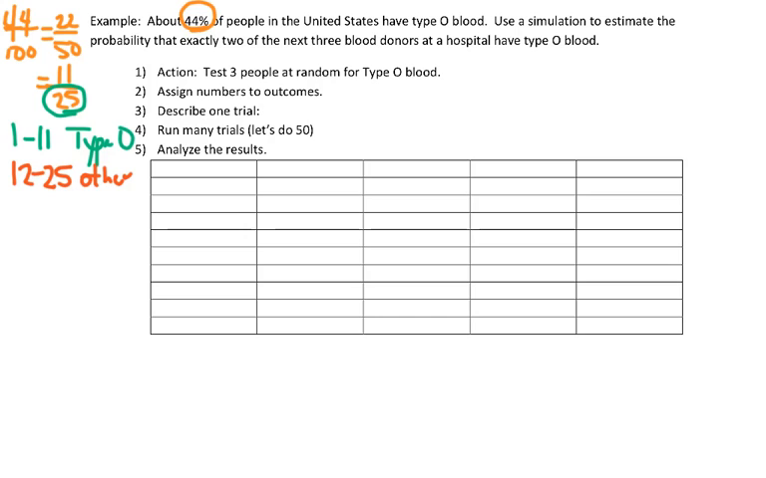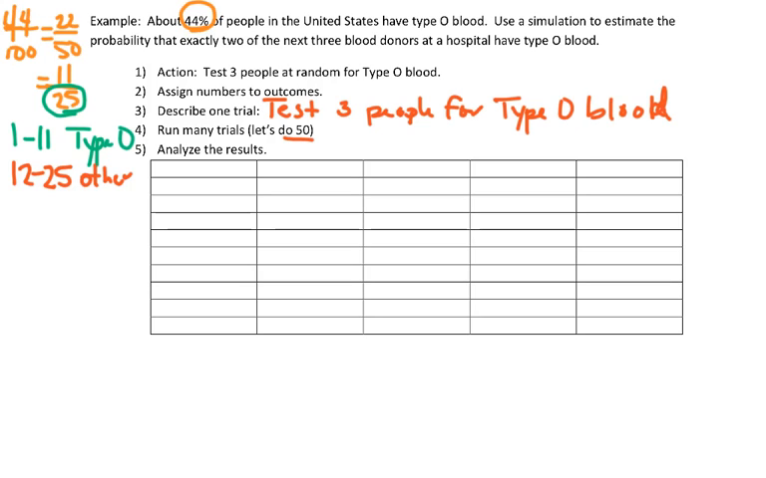Again, one trial is testing 3 people for type O blood. We are going to run many trials. So I'm just picking a random number, 50, that's many trials. And then we're going to analyze the results.